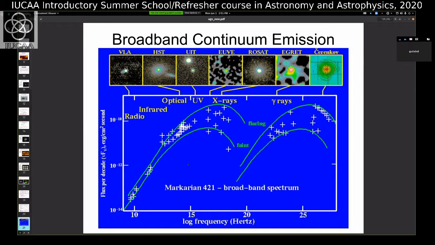This is another example of a spectral energy distribution of an AGN. This time it is a different type of AGN, so-called blazars. Blazars are AGN which have very strong relativistic jets, and these jets are thought to be pointed towards us. In this case the emission is very strong from radio to infrared, optical, UV, up to gamma rays. They are much brighter than Seyfert-type AGNs, in fact. So, as I mentioned, the broadband continuum emission is an important characteristic of active galactic nuclei.